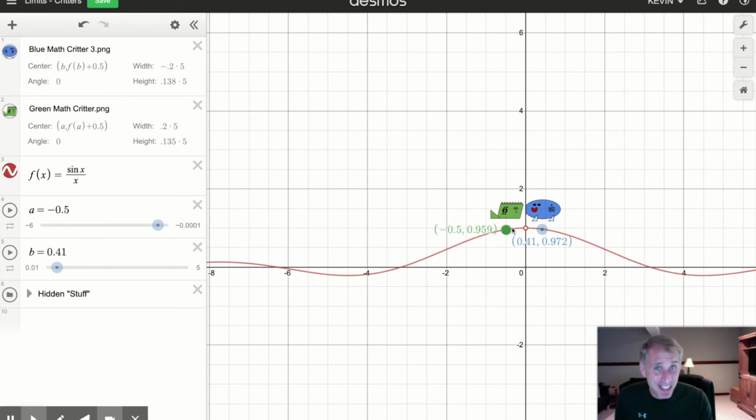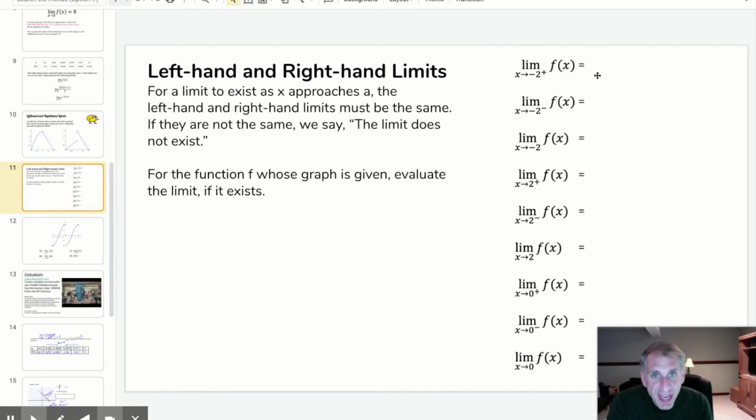If they're both going to the same location and there's a relationship formed here, then we say that the limit exists. So the left-hand limit here is 1, the right-hand limit is 1. They are both going to the same spot, okay? So the limit seems pretty safe here, that the limit as x approaches 0 of sine of x over x is equal to 1.